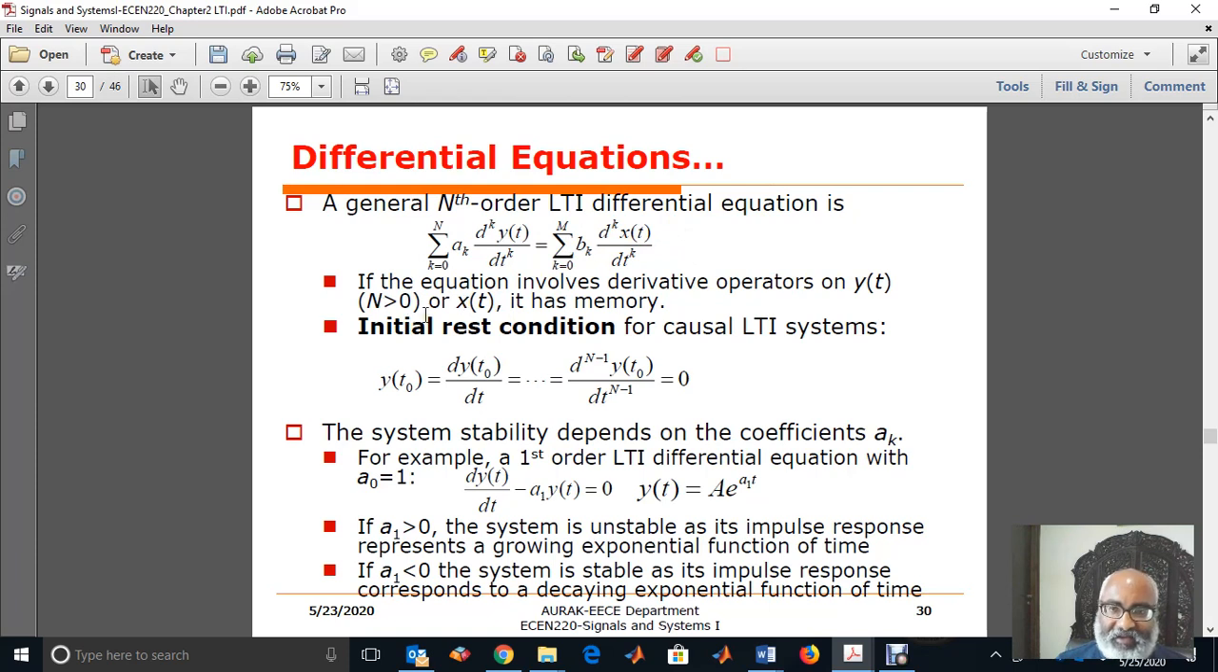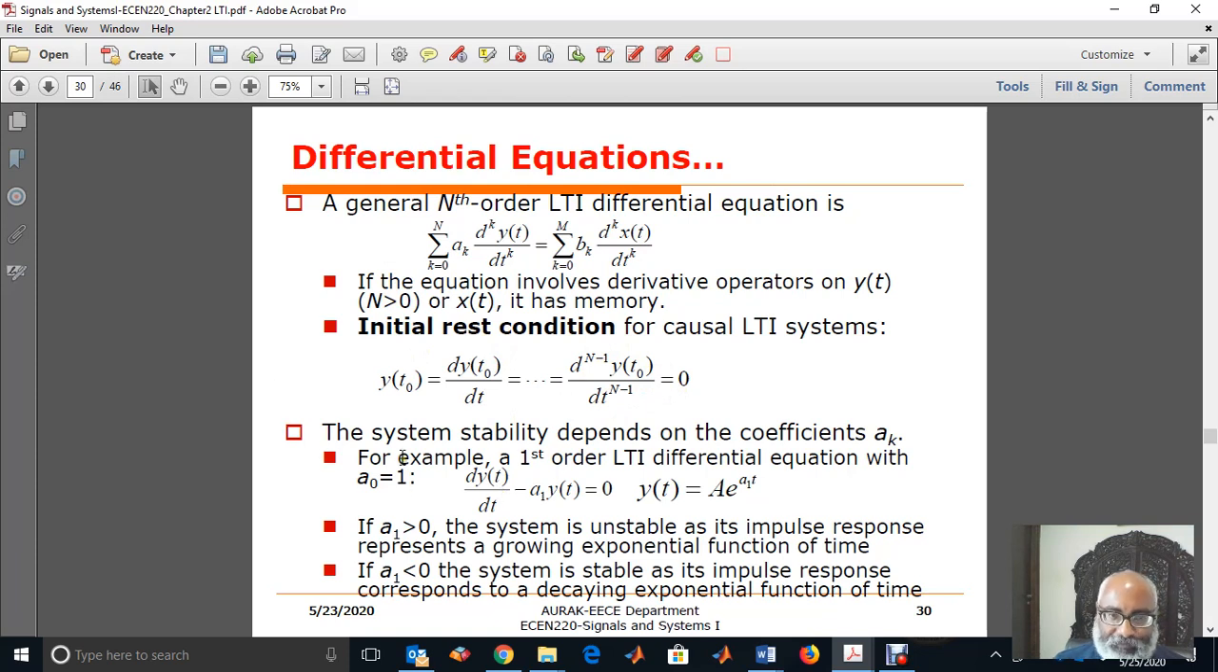Usually n is greater than or equal to m, and n is greater than 0. This kind of system, of course, has memory if n is greater than 0. The initial conditions needed to solve, if the system starts at time t0, are y at t0, the derivative of y at t0, until the (n minus 1)th derivative of y at t0. Of course, if the system starts at rest, we assume the initial conditions are equal to 0.